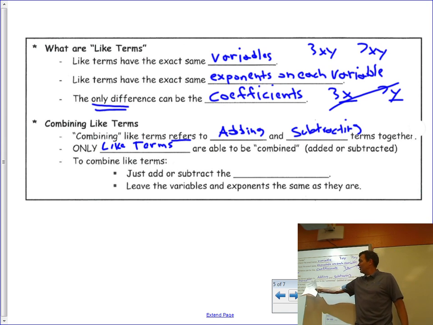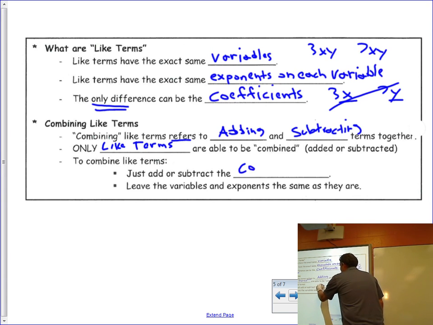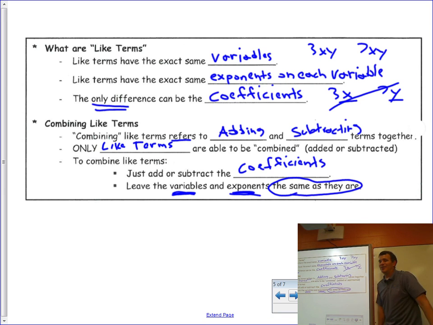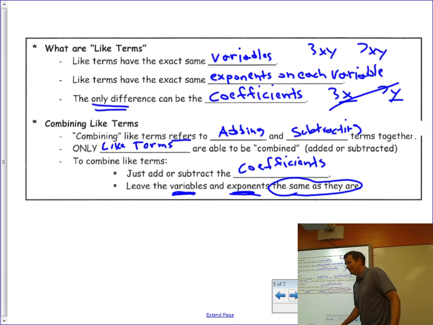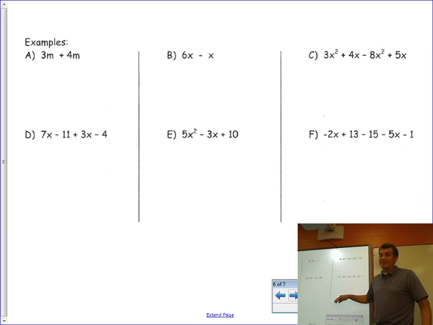And the way you combine like terms, which means add them together, is just add or subtract the coefficients, and leave the variables and exponents the same as they are. Don't change the variables and exponents. Let's do a few examples. Again, if you want to stop the video, try them on your own, then come back and see if you got them.